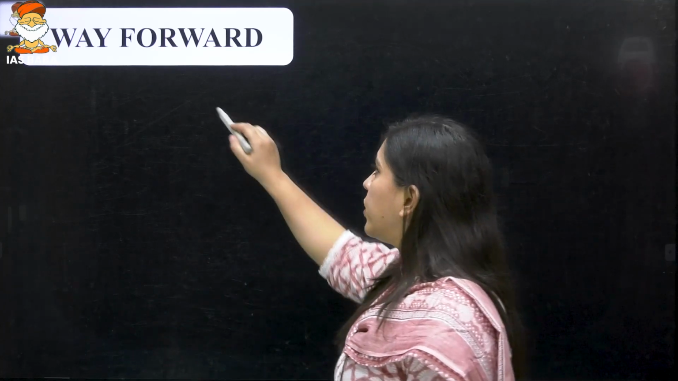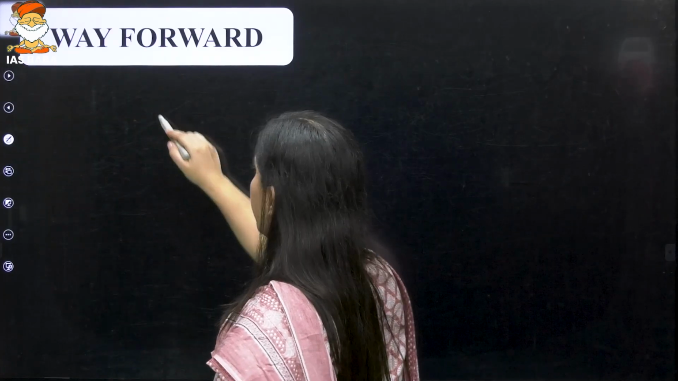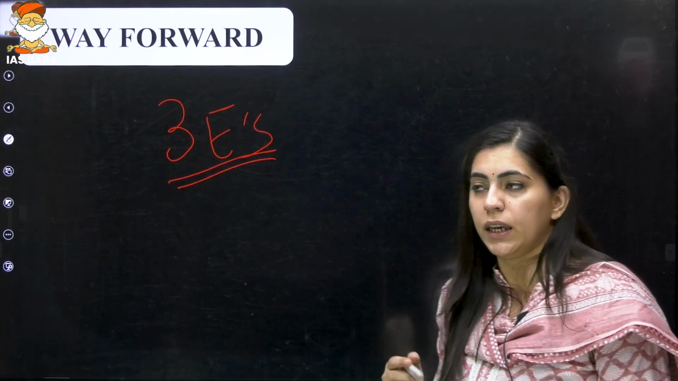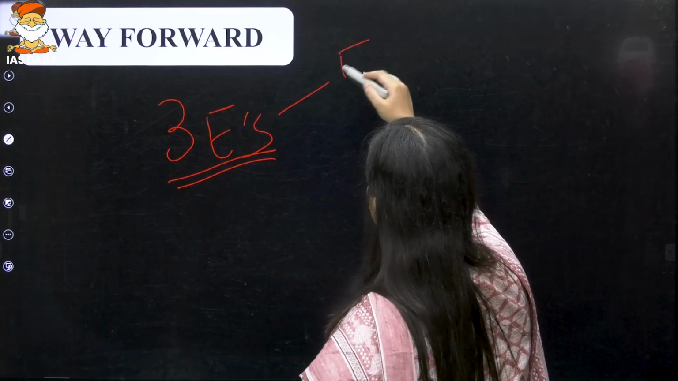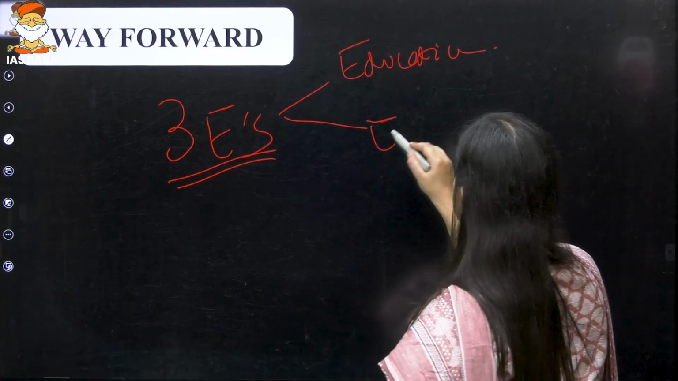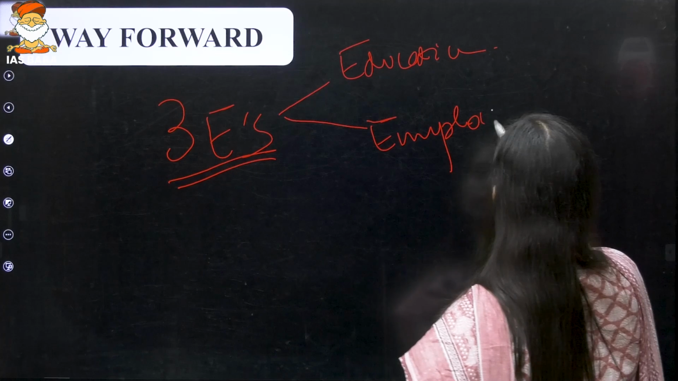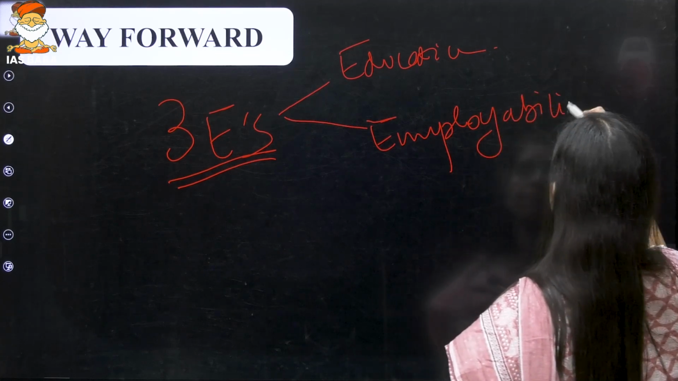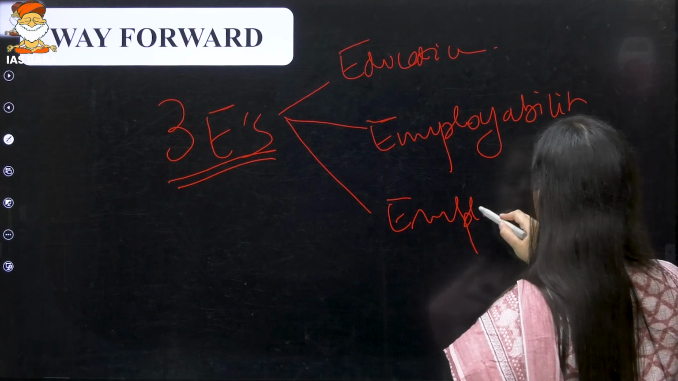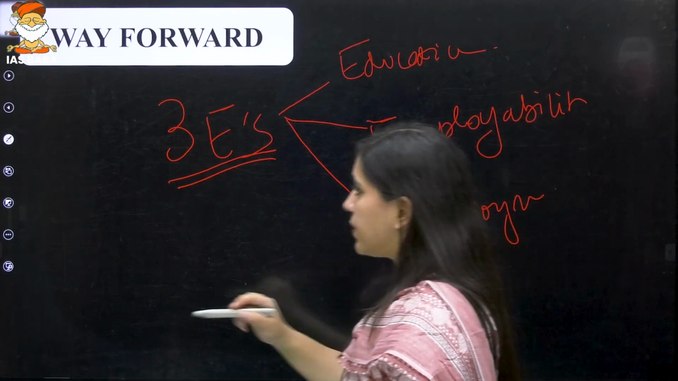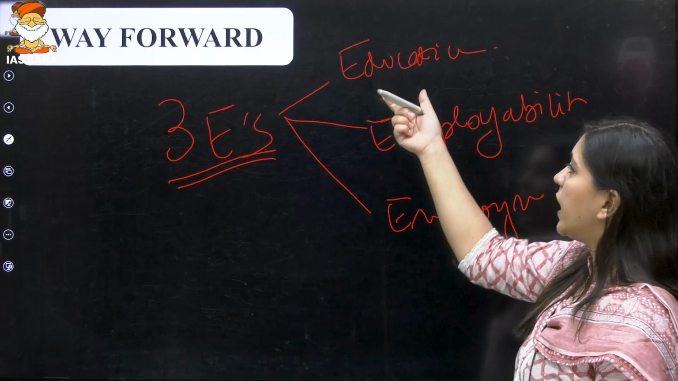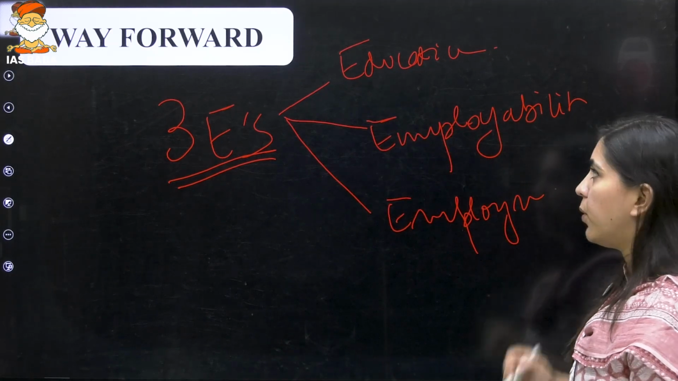Then you can also quote the 3 E's. That there should be focus on 3 E's. First E is education, then employability, and employment. That the reservation policy should be treated on 3 E's: first is education, employability, and employment.